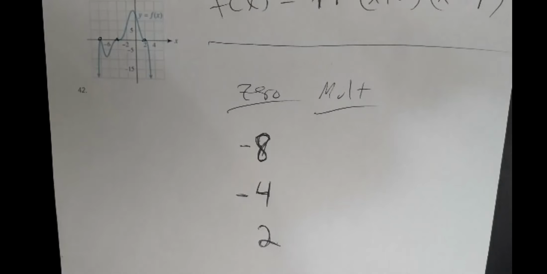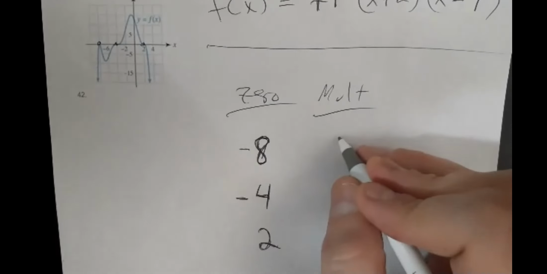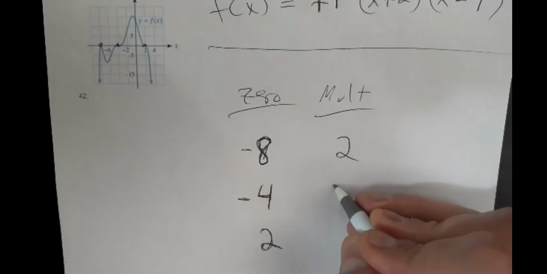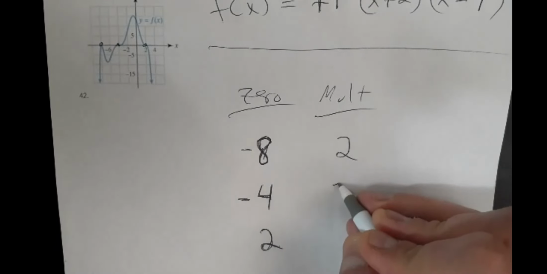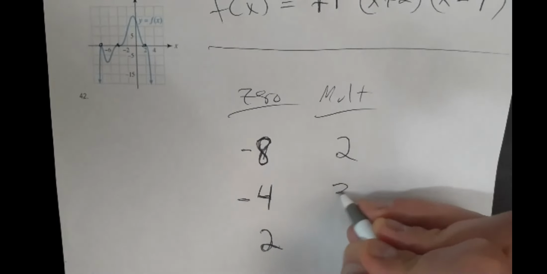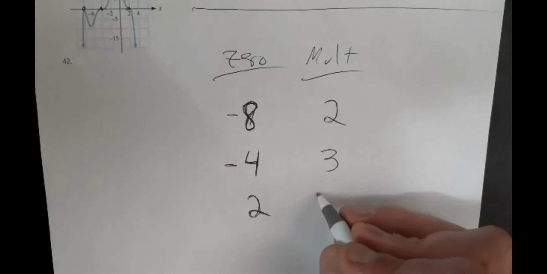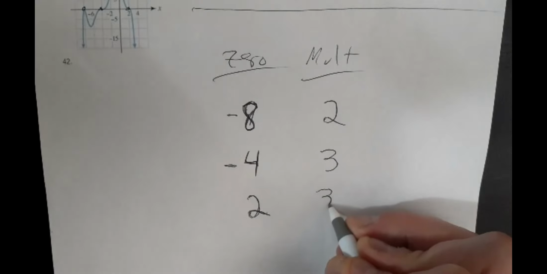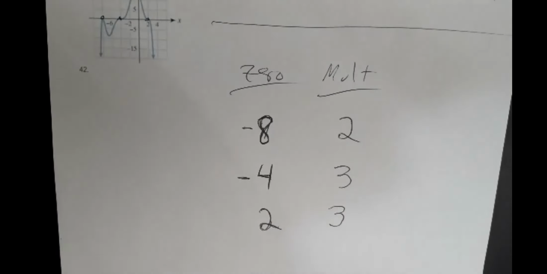Now I've got to think about multiplicities on this guy. That -8 is happening how many times? 2 times. That -4 is going to happen 3. 3, that's it. And then the 2 is going to happen 3. It's the same thing. It's still squiggly. Is this a squiggly going down, right?